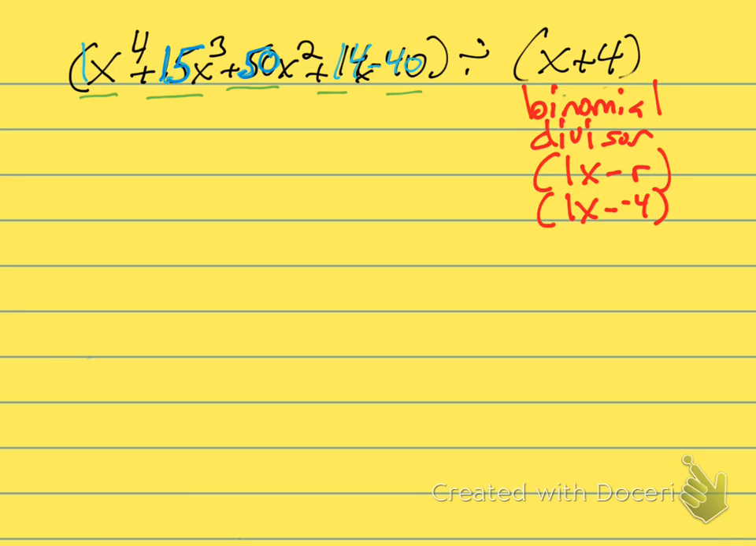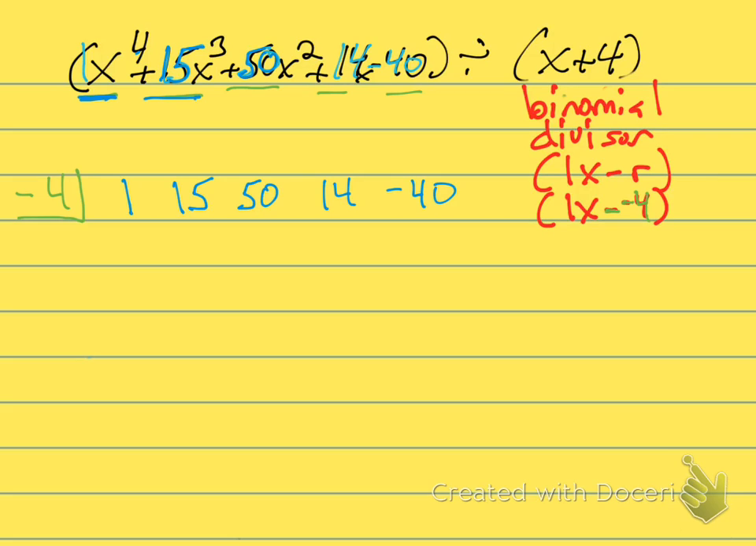This is important because this negative 4 right here, that is what's going to go up here in the upper left in a little box, and we're going to use that in our synthetic division along with the coefficients for each term of the polynomial. And you have to make a note that they do go in order. This is the x to the fourth, so it's the leading coefficient.